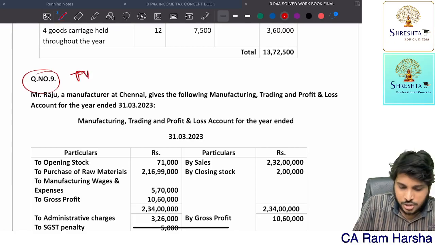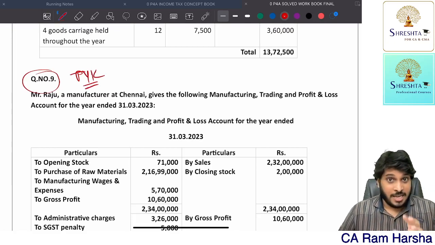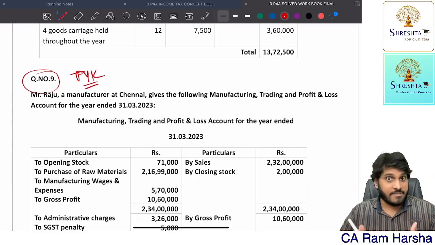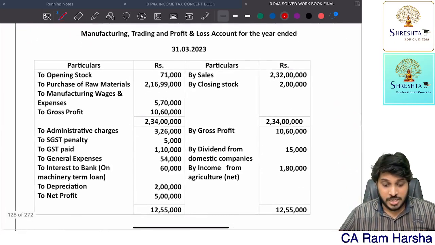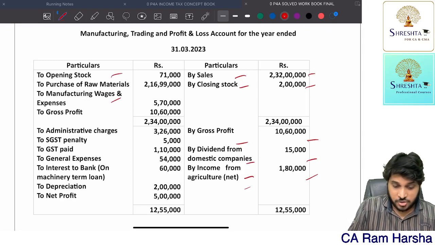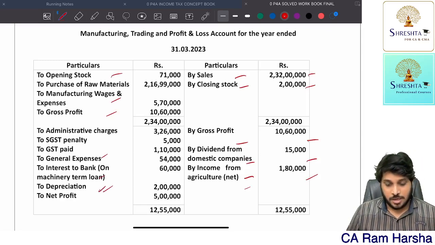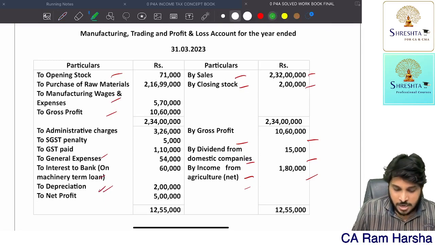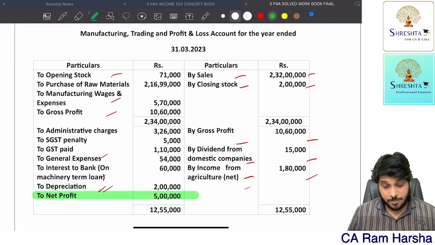This is a test your knowledge question in PGBP. Illustrations will be there, and after the illustrations, the TYK will be there. In question number 9, you see in this P&L they have given so many credits and so many debits. What is the net profit here? They gave a net profit of 5 lakh.